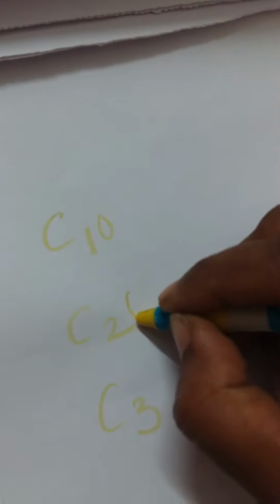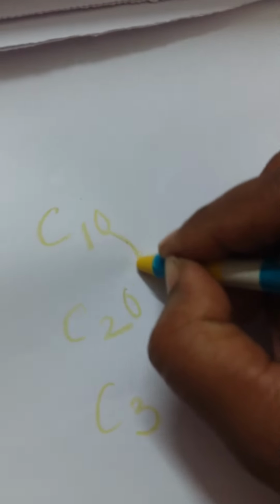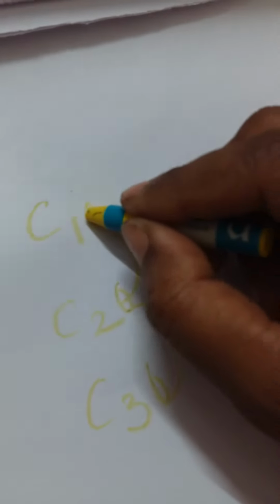C1, C2, C3. These are the three cervical nerves. There is a loop formation between C1 and C2, and there is a loop formation between C2 and C3. This is seen only in the cervical plexus. Now this is the loop between C1 and C2, and this is the loop between C2 and C3.